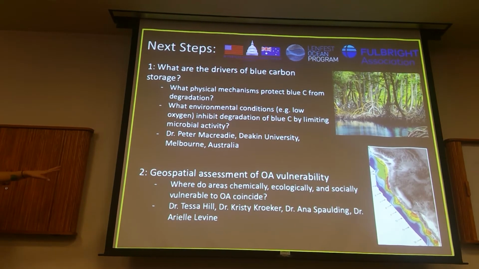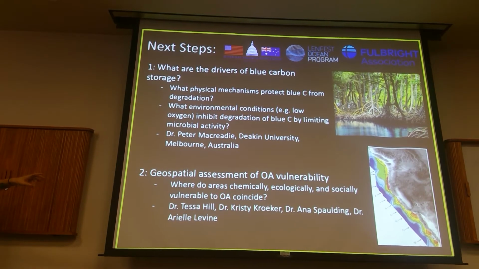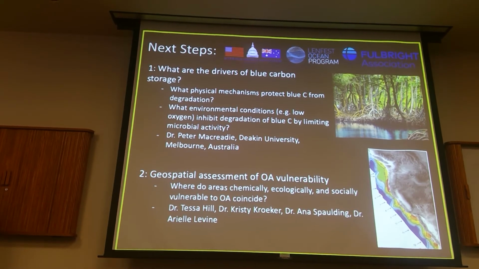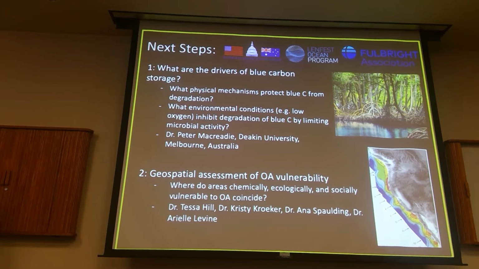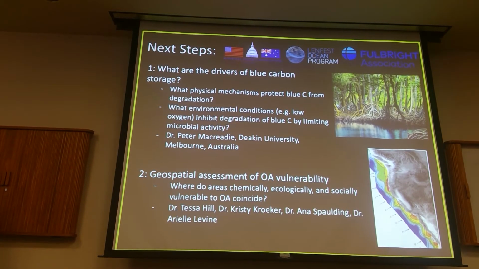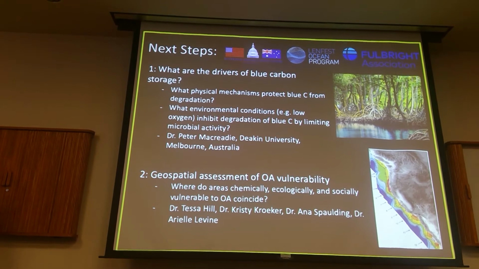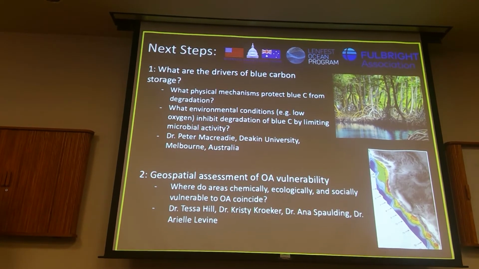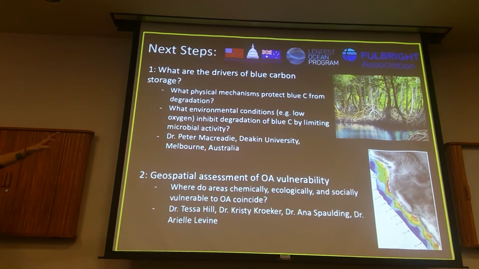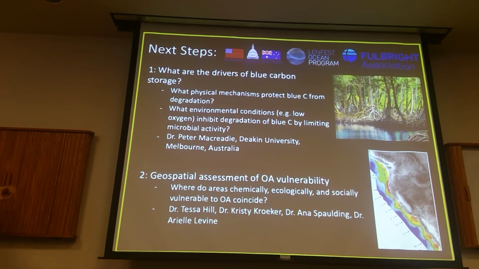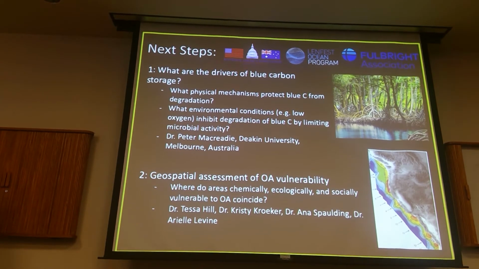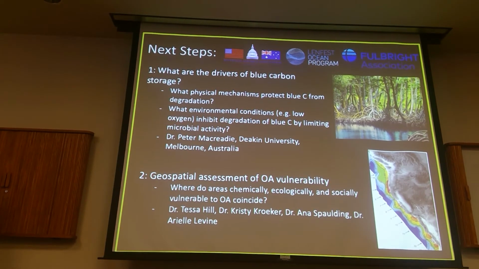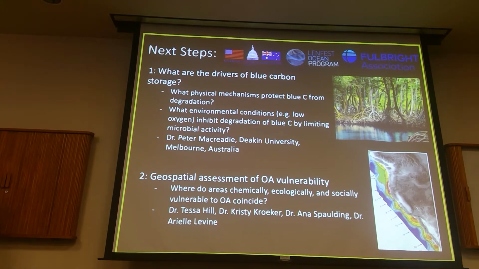And then continuing on this geospatial assessment of OA vulnerability with some people that I've been doing that with at the end of my PhD, hopefully adding Ariel Levine into that mix from San Diego State, and trying to understand where hotspots of ocean acidification overlap with ecological and economic hotspots. You can see from that map that there are some areas of California that are particularly vulnerable, but do those areas also overlay with populations of vulnerable species, so shellfish, or human communities, so fisheries communities that might be particularly sensitive.